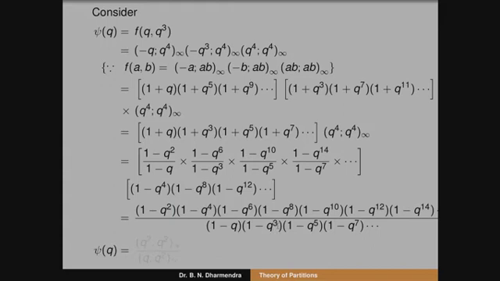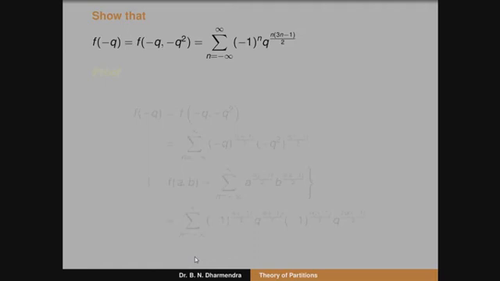So, therefore, xi of q is equal to q square infinity divided by q square infinity. Next, we shall move on to the next special case of Ramanujan's theta function, that is f of minus q is equal to f of minus q square is equal to summation n varies from minus infinity to plus infinity minus 1 to the power of n into q to the power of n into 3n minus 1 by 2.